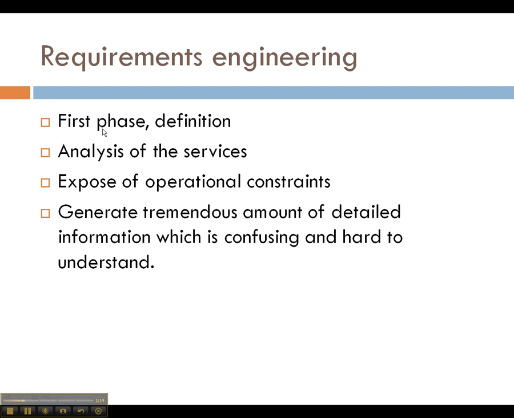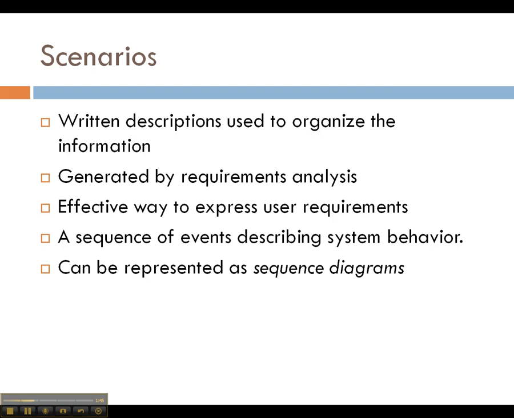The first phase is the requirement engineering. This phase tries to analyze the services that are needed by the system and tries to expose the operational constraints that limit the behavior of the application. Usually, requirement engineering documents its result using the requirement document, which produces a lot of details that is confusing and hard to understand.